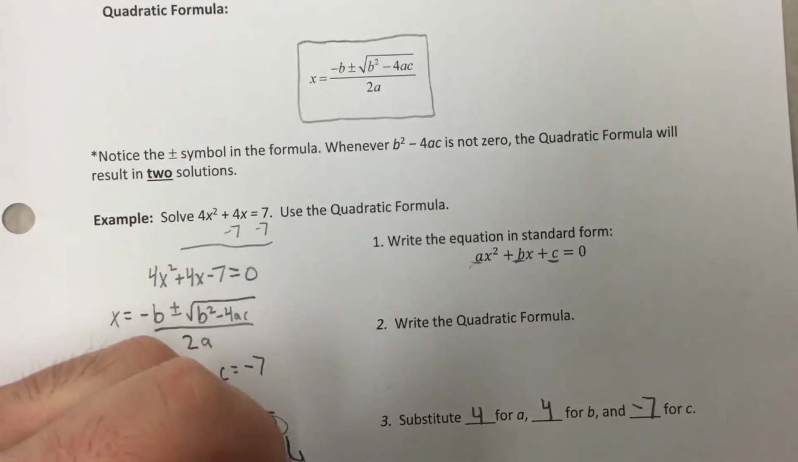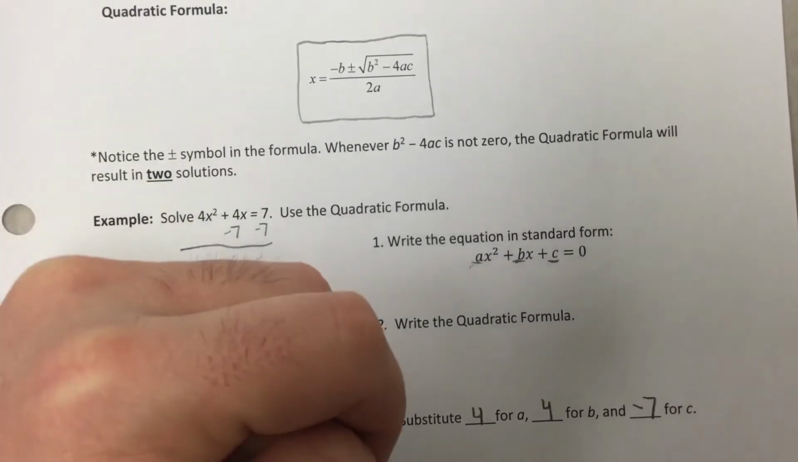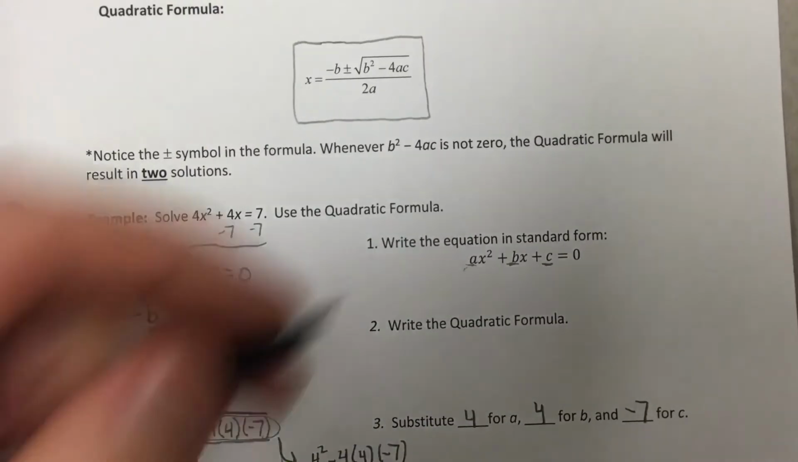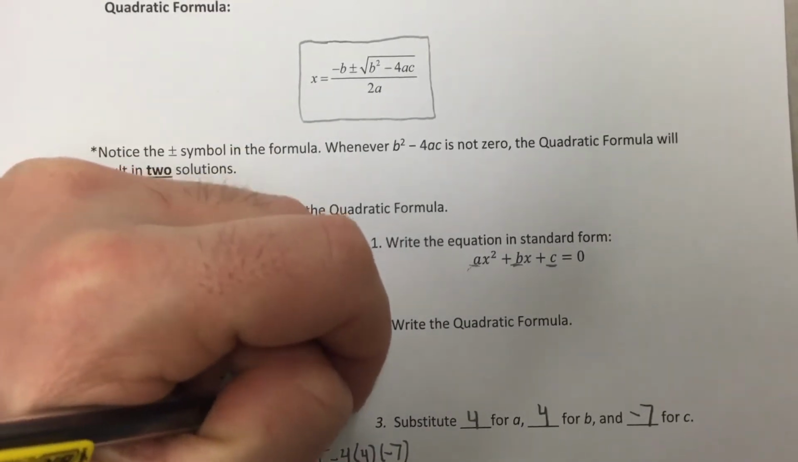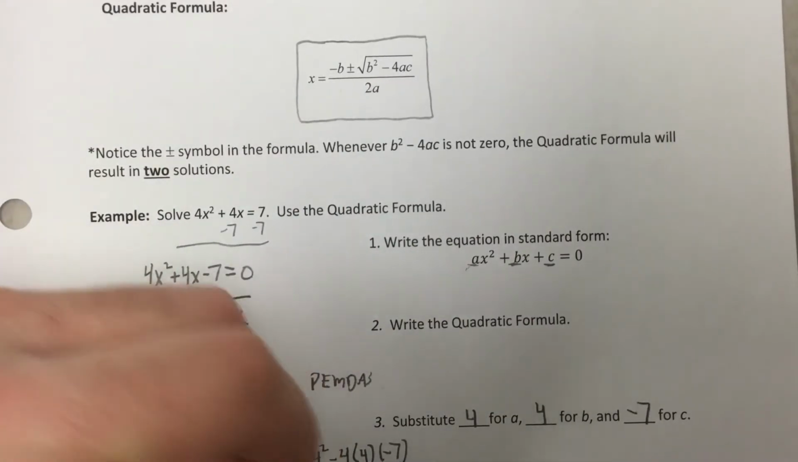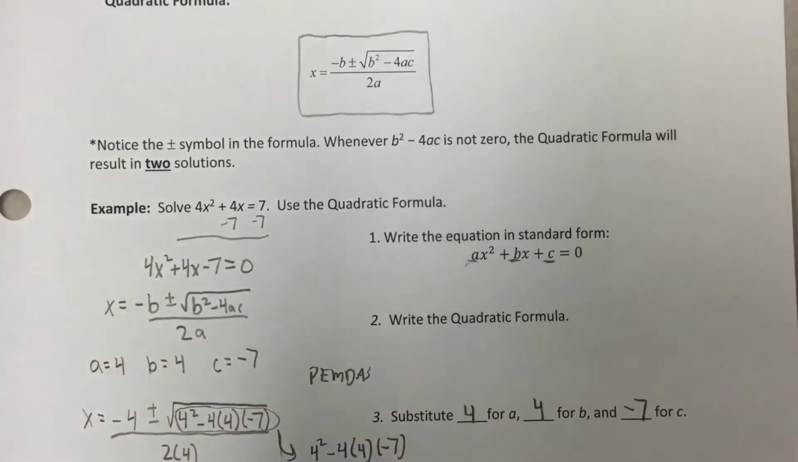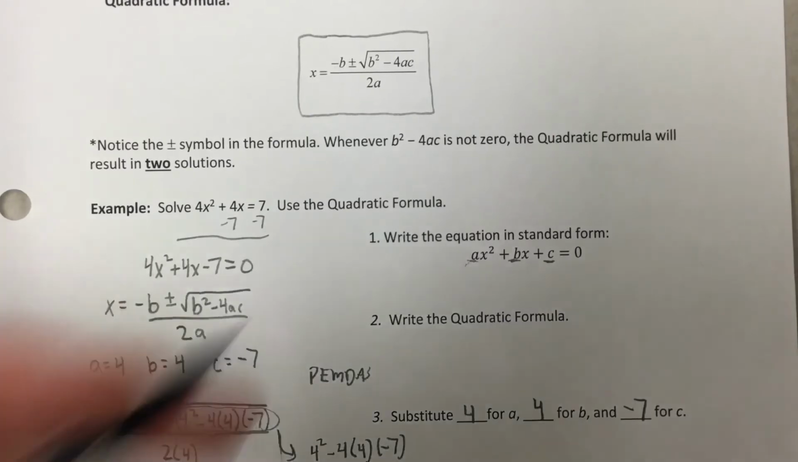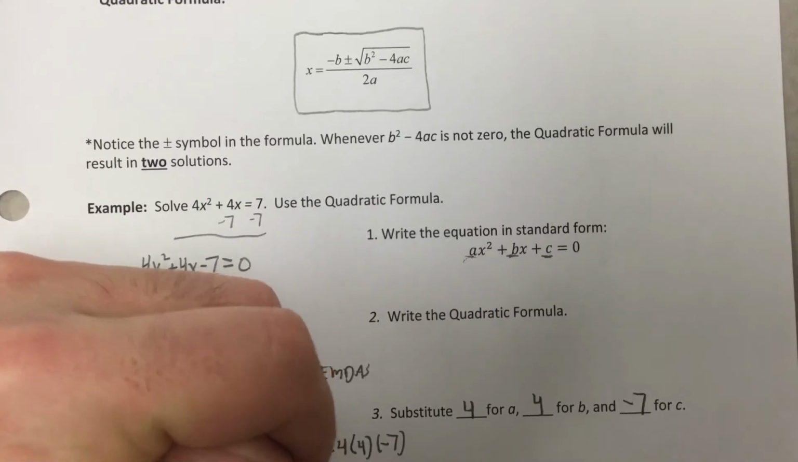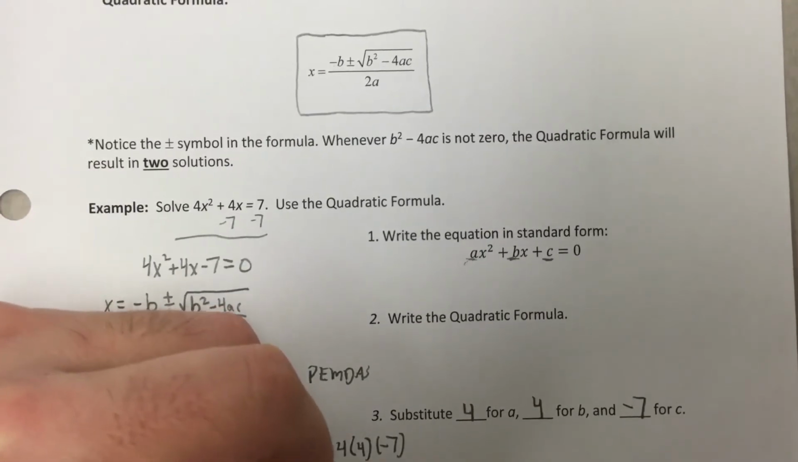Do it over here. So 4 squared minus 4 times negative 7. Following PEMDAS, which is really important for the quadratic formula, there's nothing inside parentheses I can do, so I do exponents first. 4 squared, 16. And then I multiply. 4 times 4 is 16, and 16 times negative 7 is negative 112. So I'd have minus 112. So it's minus a negative 112, which would really be 16 plus 112.